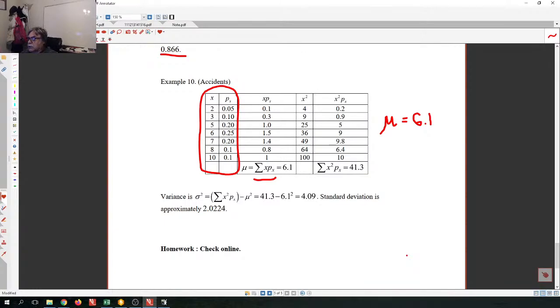The variance is very important to know what the variation is. So that's why we calculate the variance. So how do we calculate the variance again? So we go again to the same table. We have the x squared here.